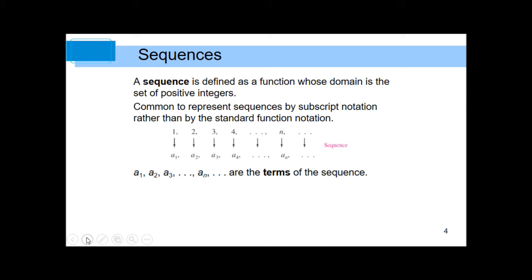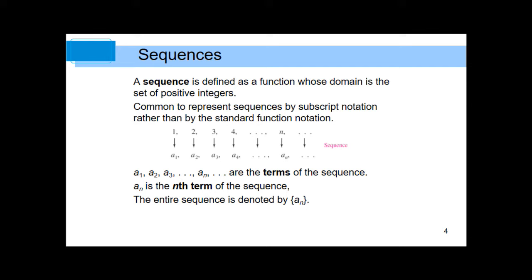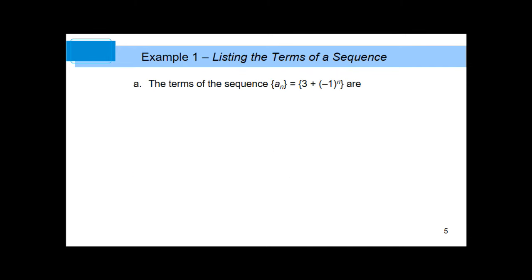Again, we call A1, A2, A3 the terms of the sequence, and A sub n would be referred to as the nth term of the sequence. So don't confuse that with the notation that we use to represent the entire sequence. When you put the little curly brackets around it, that's denoting the entire sequence, not the nth term. So the name of the whole sequence is bracket A sub n close bracket.